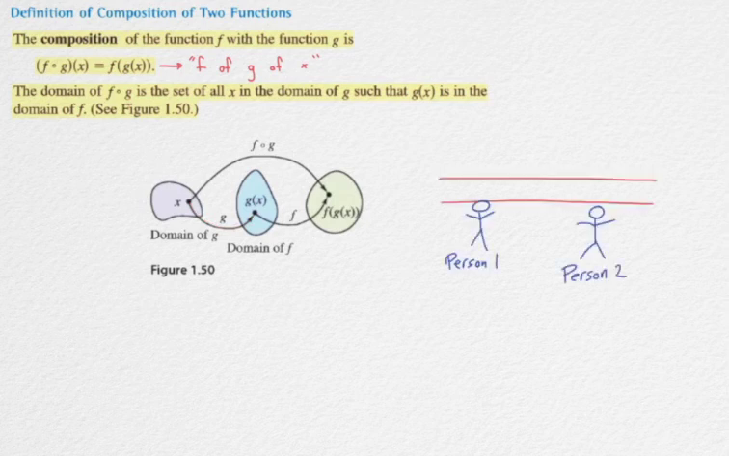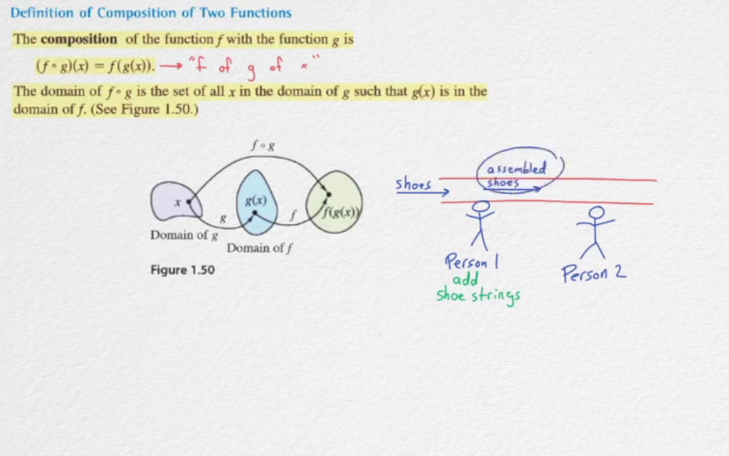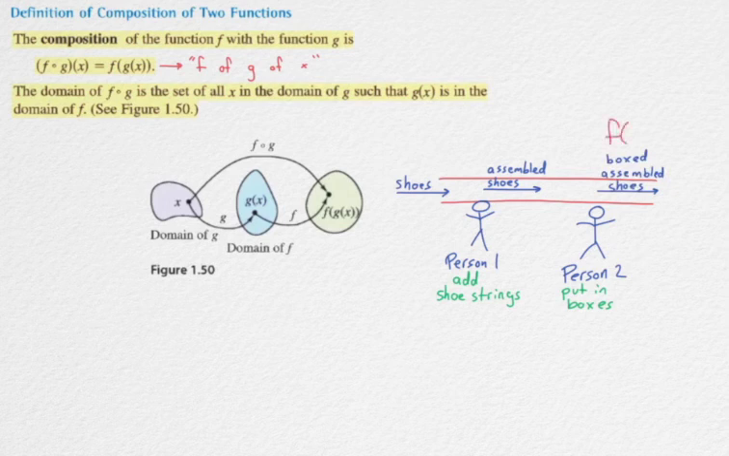So let's say we have two people working on this assembly line and they're putting together shoes, let's say. Person one's job is to take shoes coming down the assembly line and put shoestrings with them. So then when they're done, their output is assembled shoes. Then person two's job is to take these assembled shoes and just put them in boxes. That means that their output would be these boxed assembled shoes. So I guess in this analogy, this would be f of x and this would be g of x.